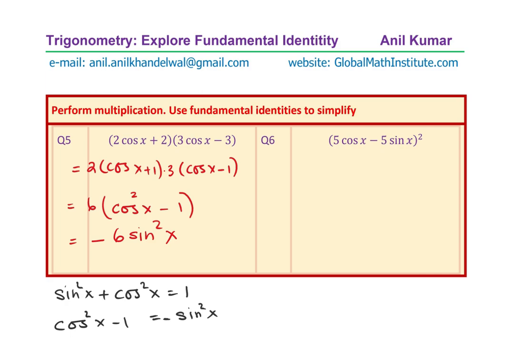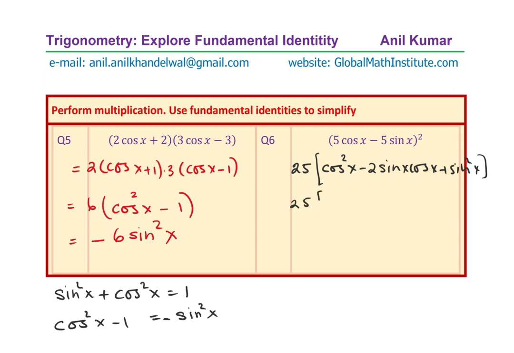Let's look into the next one, which is 5 cos x minus 5 sin x whole square. Well, 5 square is 25. We could also write that. So we can say 25, we're taking that outside, and we are left with cos x minus sin x whole square, right? Which is cos square x minus 2 sin x cos x plus sin square x.